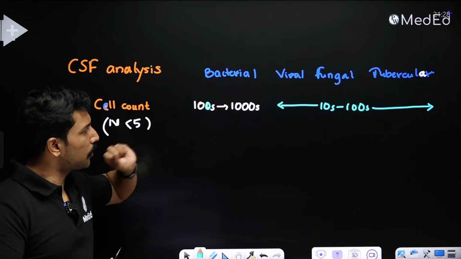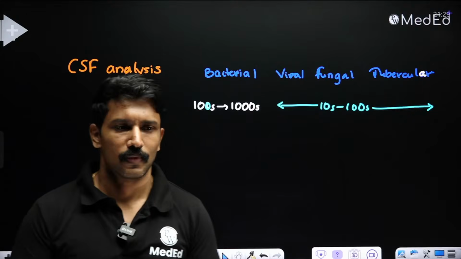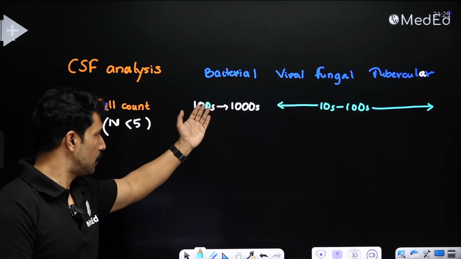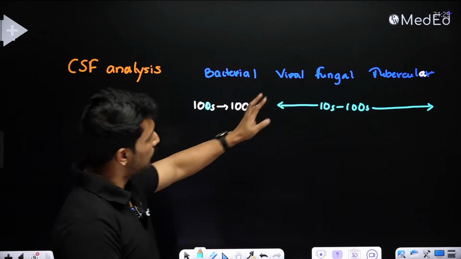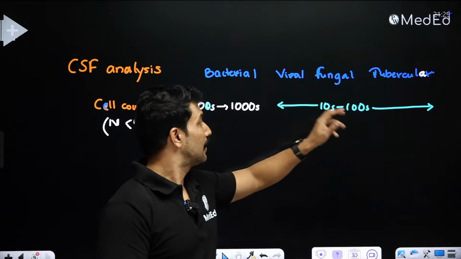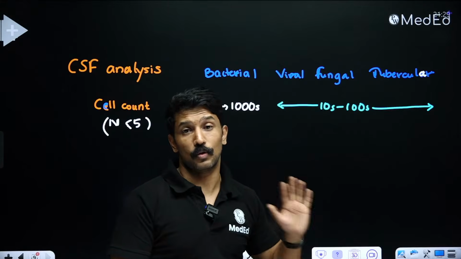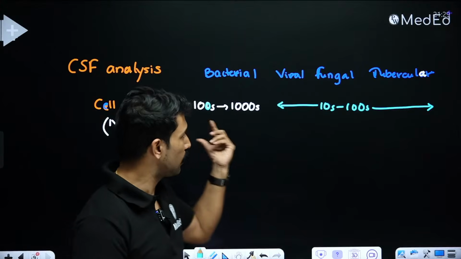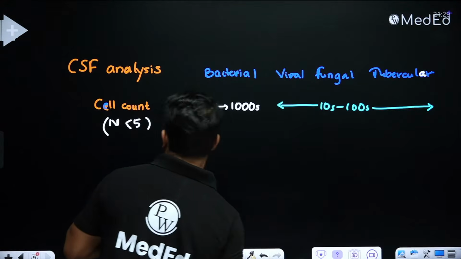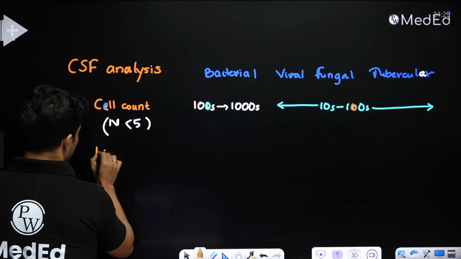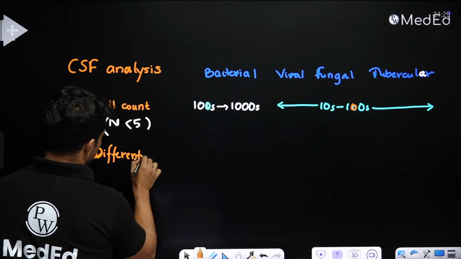But let us say I got a patient whose CSF shows a cell count of 200. Now what can this be? Can it be bacterial? Yes, bacterial we do see in the ranges of hundreds to thousands. Can it be viral? Yes, we can see in hundreds. Can it be fungal? Yes. Can it be tubercular? Yes. So now the cell count is not helping me because it's falling in the gray zone. So what can I do to differentiate further? We can look at the differential count. We will see which one is the predominant cell.